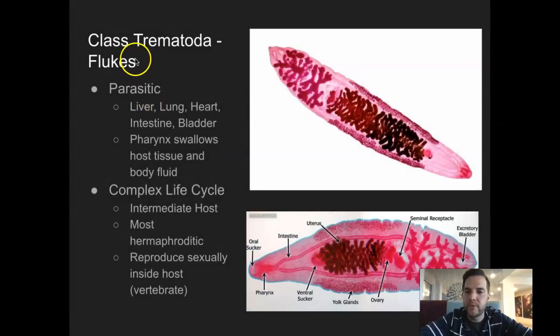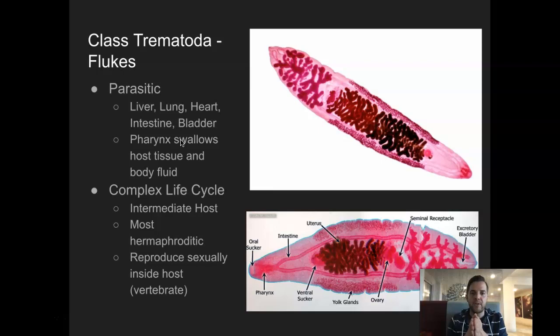Couple examples. So diving in a little bit deeper, I said they're all parasitic. So there are liver flukes, lung, heart, intestine, and bladder. All of those, when you hear about animals getting heartworms or things like that, they are flukes. They are from class Trematoda in phylum Platyhelminthes. So they are flatworms.